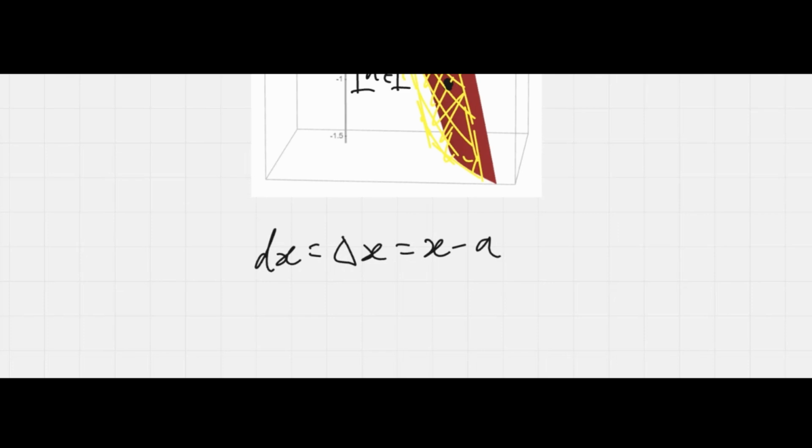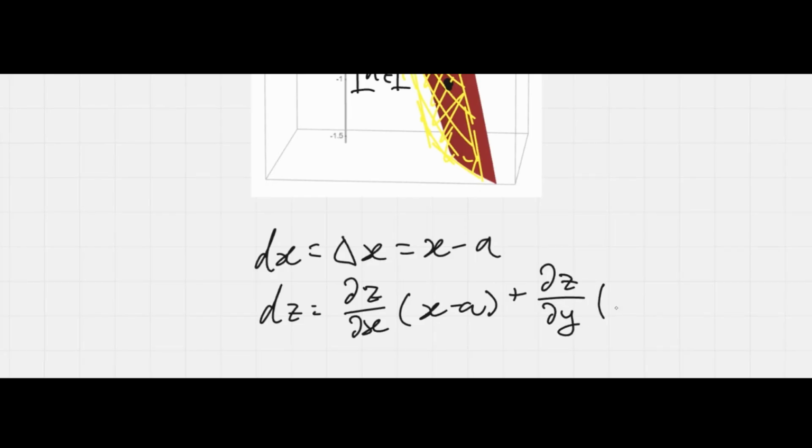Once that happens, we can redefine the whole idea of a differential: dz is equal to the partial derivative of z with respect to x multiplied by x minus a, or the change in the value of a. Then we can similarly do that for y, with y minus b, and for any number of variables. We take the partial derivative of z with respect to any given variable and multiply that by the change in the value of that variable. That is the whole idea of a differential. We'll get into some examples to show you what an actual multivariable calculus problem might look like when we're talking about differentials.